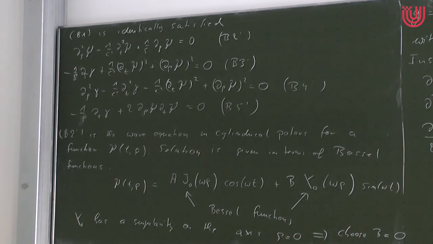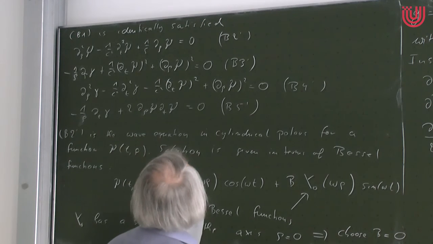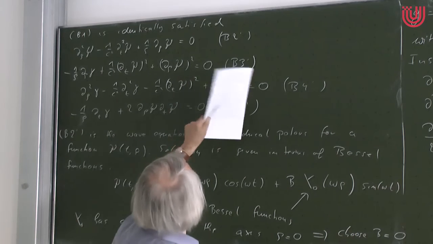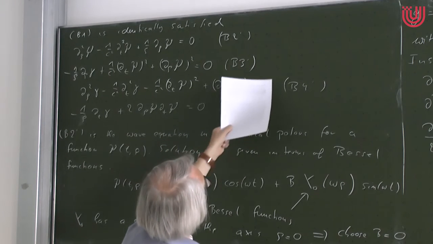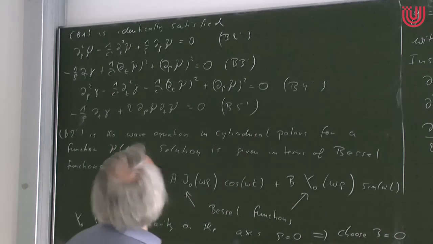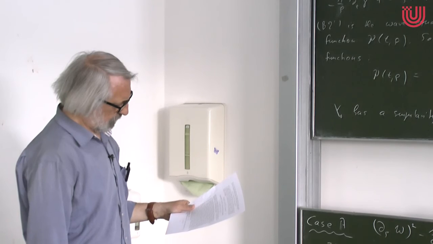And as ever so often, one of them need not be considered. So what we will do next time is we will solve B3 prime and B5 prime. And one can then show that B4 prime is automatically satisfied. Okay, but I won't manage to do this in 3 minutes. So I think I stop here.